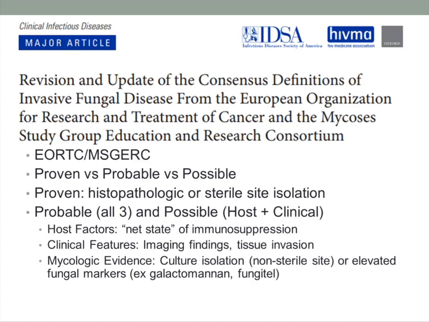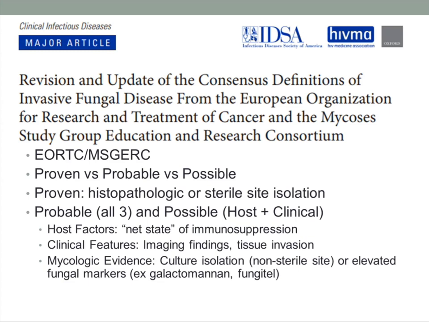So this is a study, or a paper, I'm sorry, that we've probably mentioned before. It's consensus definitions put out by several organizations to help clinicians have a common language to describe fungal infections. It's broken up into proven, probable, and possible disease. If you have histopathologic evidence of invasion or you isolate from a sterile site, that's proven. But absent of that, the best you can do is probable or possible.